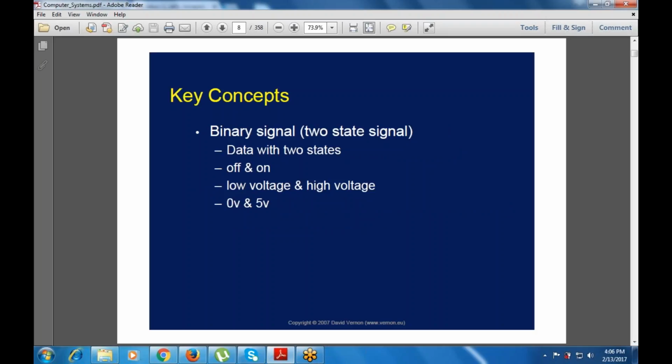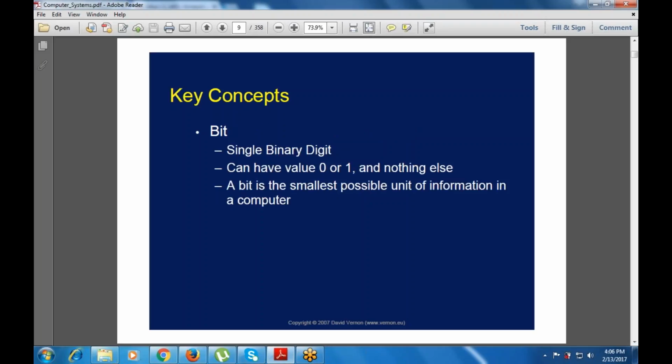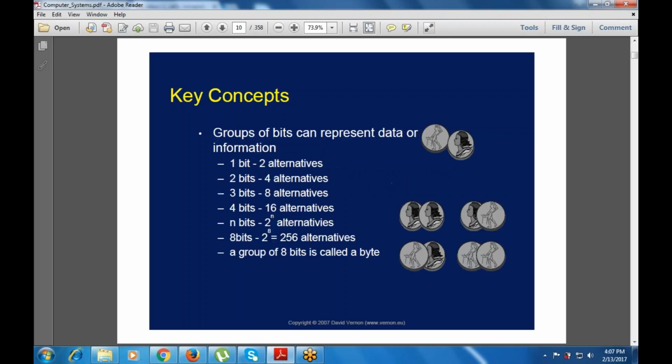Then next is the binary signal. So there are two state signals. One is the data with the two states of off and on, low voltage, high voltage, then 0 volt and 5 volt. Then bit. So this is a single binary digit, that is either 0 or 1. And this is the smallest possible unit of information in a computer. Whatever the smallest possible input that is available, that is known as a bit. So it is the smallest possible unit of information in a computer.